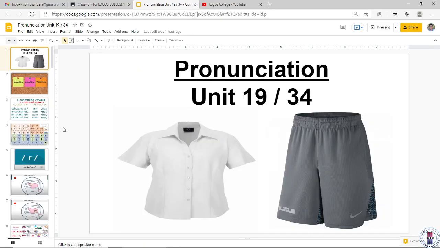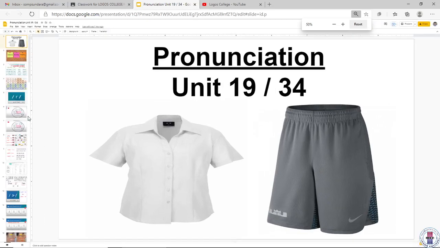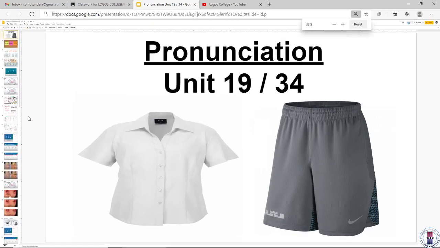All right, so if you have your book with you, you want to go to Unit 19. We only have 2 more units left. We have this unit, and then next week we have Unit 20, and then we'll get you ready for your final exam. Unit 19 is on page 46.